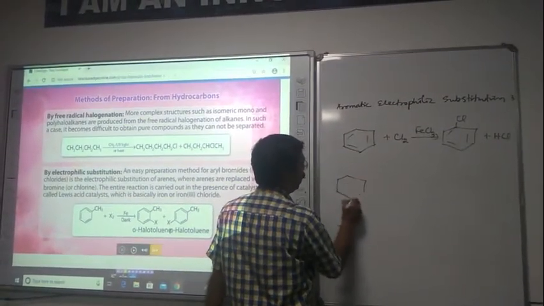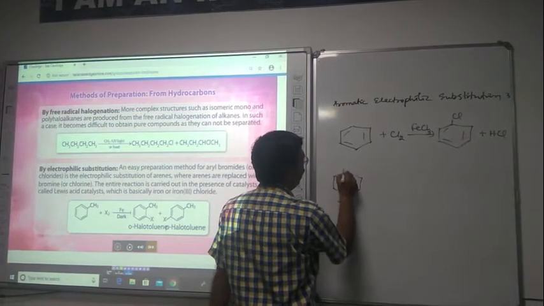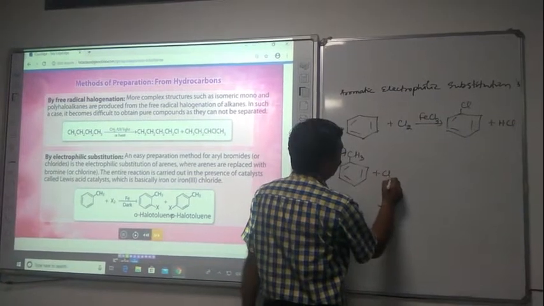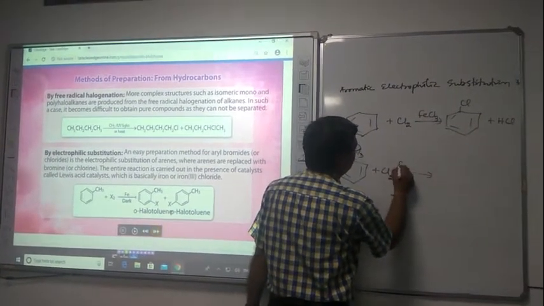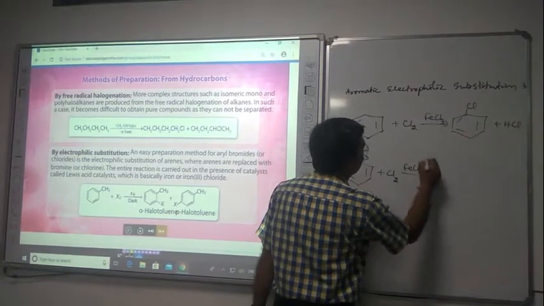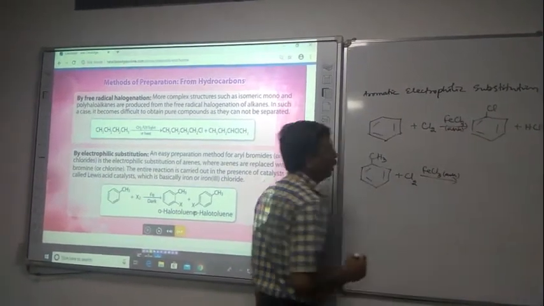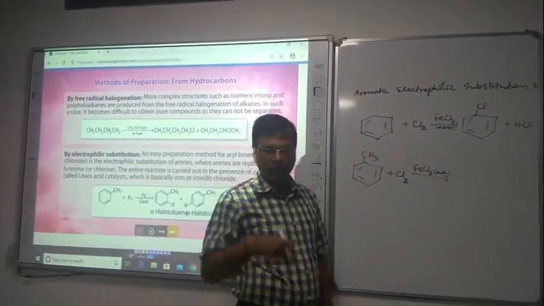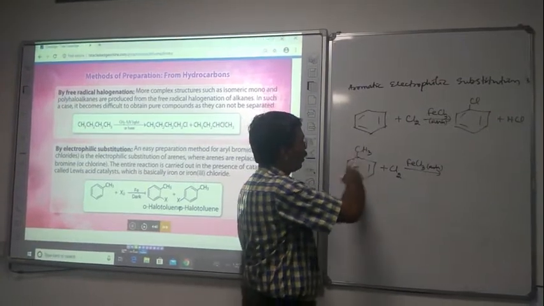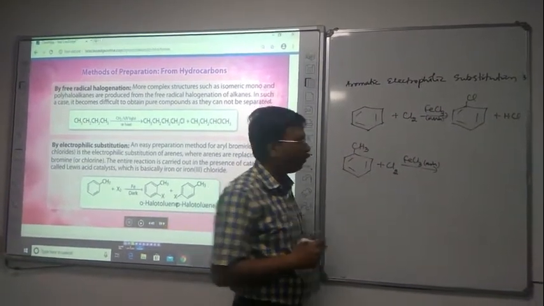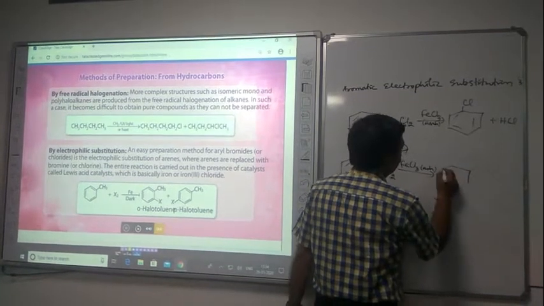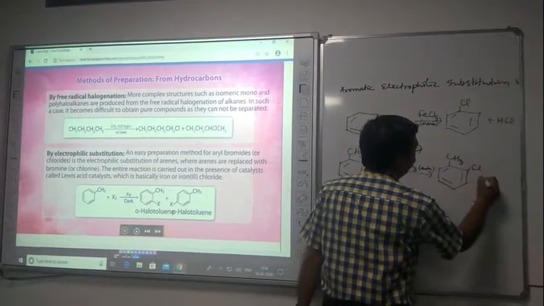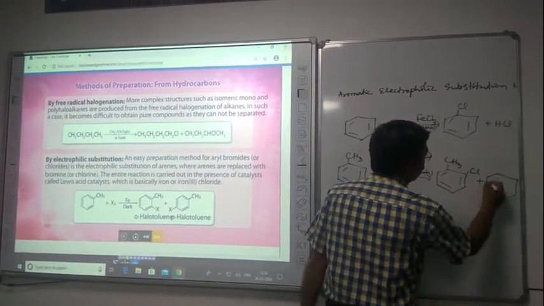Similarly, let us say I take toluene, a benzene derivative, plus chlorine in presence of anhydrous FeCl3. Cl plus will attack, and this methyl group is an ortho-para-directing group, because in the hyperconjugating structure we will get the negative charge at ortho and para positions. So we will get a mixture of two products. Methyl group is ortho-para-directing, so orthochlorotoluene plus parachlorotoluene.